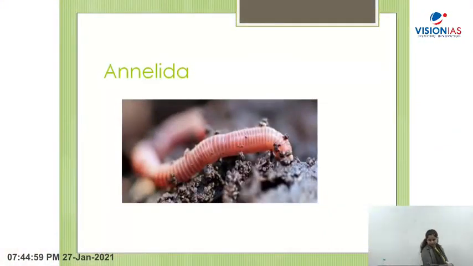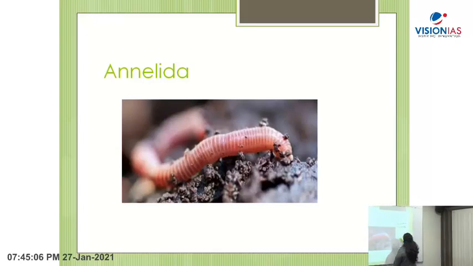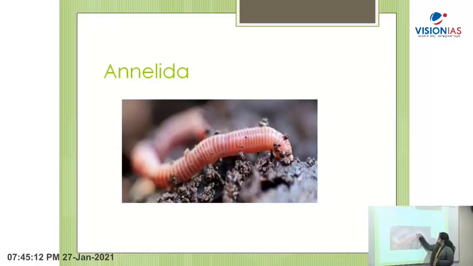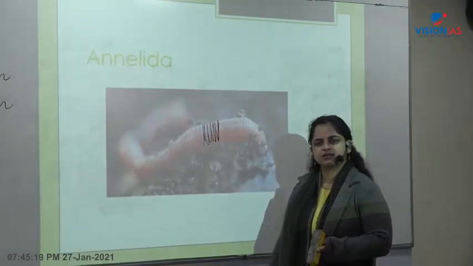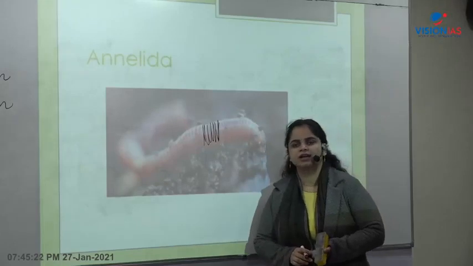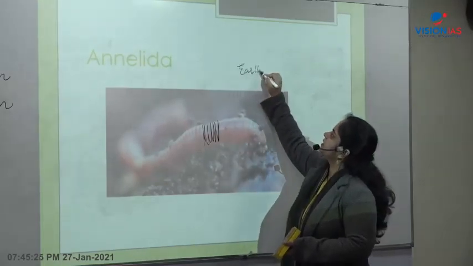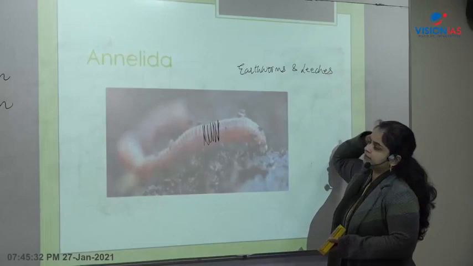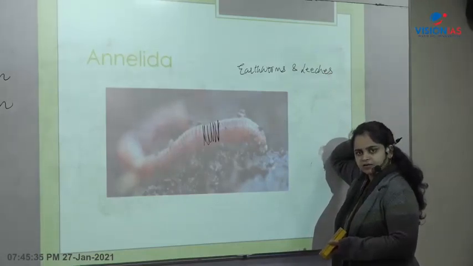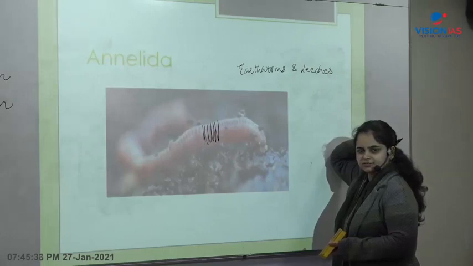Going to the next group, Annelida. You see this nice little earthworm? The property of this group is that their body is in segments. You can see the segments here. So just for Annelida, write down, they are segmented worms. The examples: earthworms and leeches. Okay.